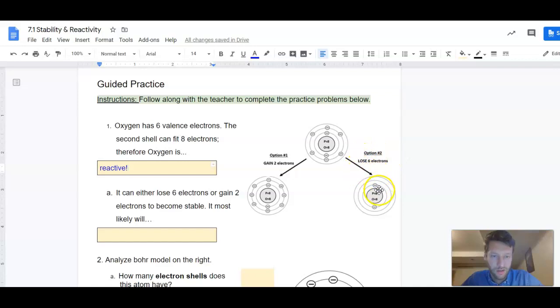The other option, though, is it could lose all 6 of its valence electrons, and when it does so, notice now it only has 1 electron shell, and that first electron shell has 2 electrons in it, and it can hold 2 electrons. So now it's also stable. That's a different pathway for it to becoming stable.